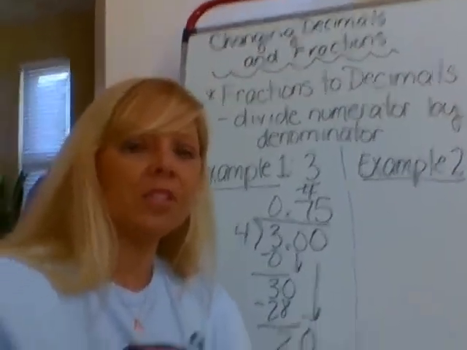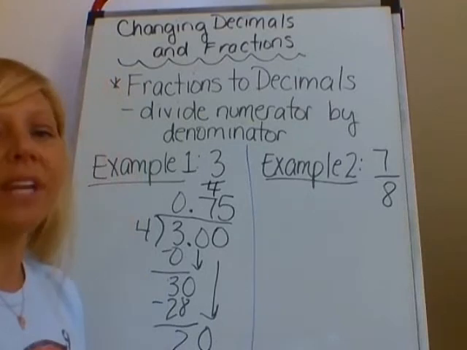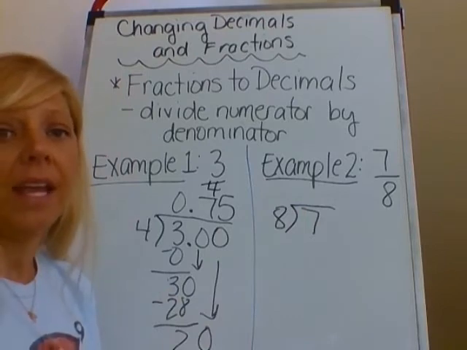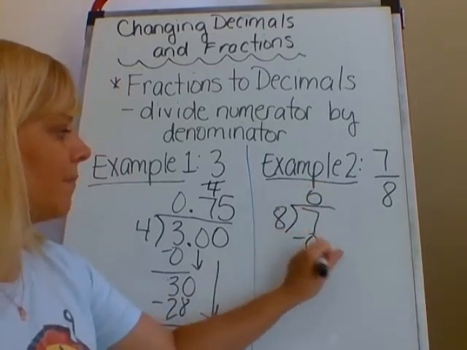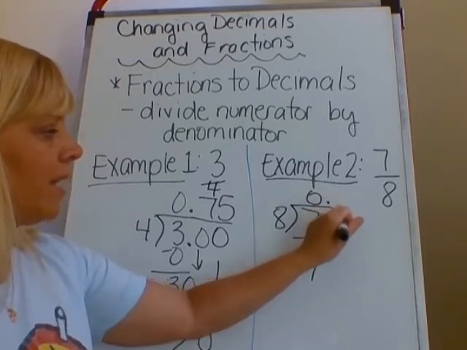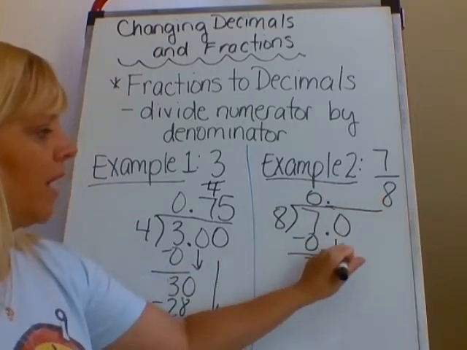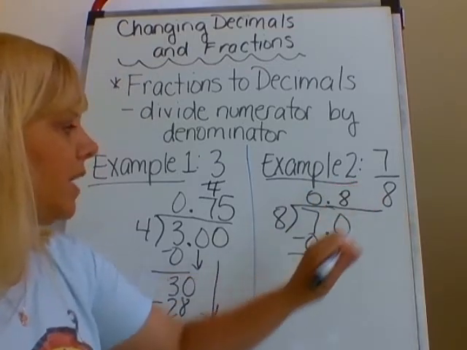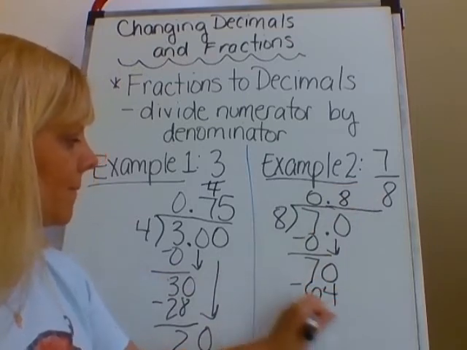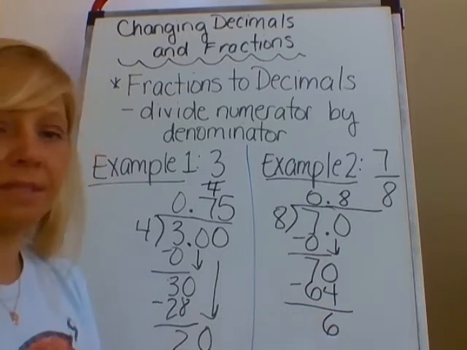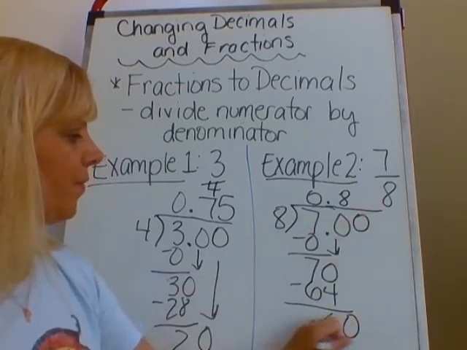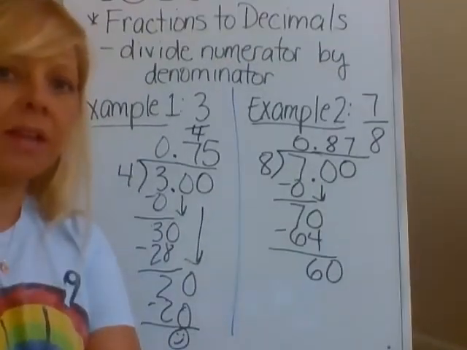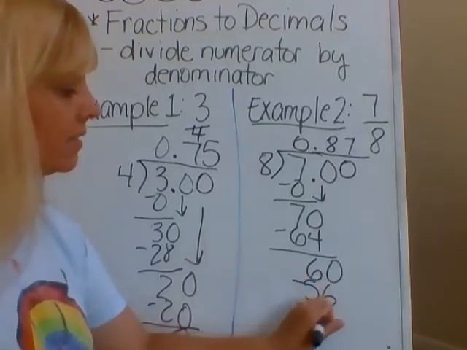Okay. All right. So example 2. We have 7/8. So again, I need to divide 7 by 8. So 7 goes on the inside, 8 goes on the outside. 8 cannot go into 7. Go ahead and place my decimal point where it belongs. Bring down the 0. 8 goes into 70 8 times because 8 times 8 is 64. And we're left over with 6. Then we annex a 0. And 8 goes into 60 7 times, which is 56.